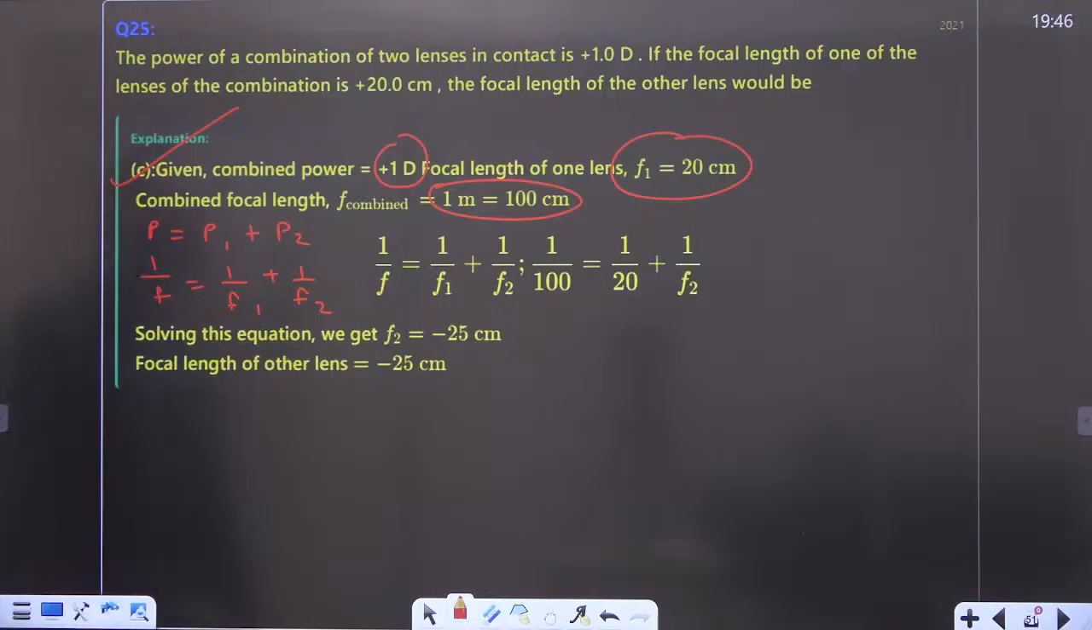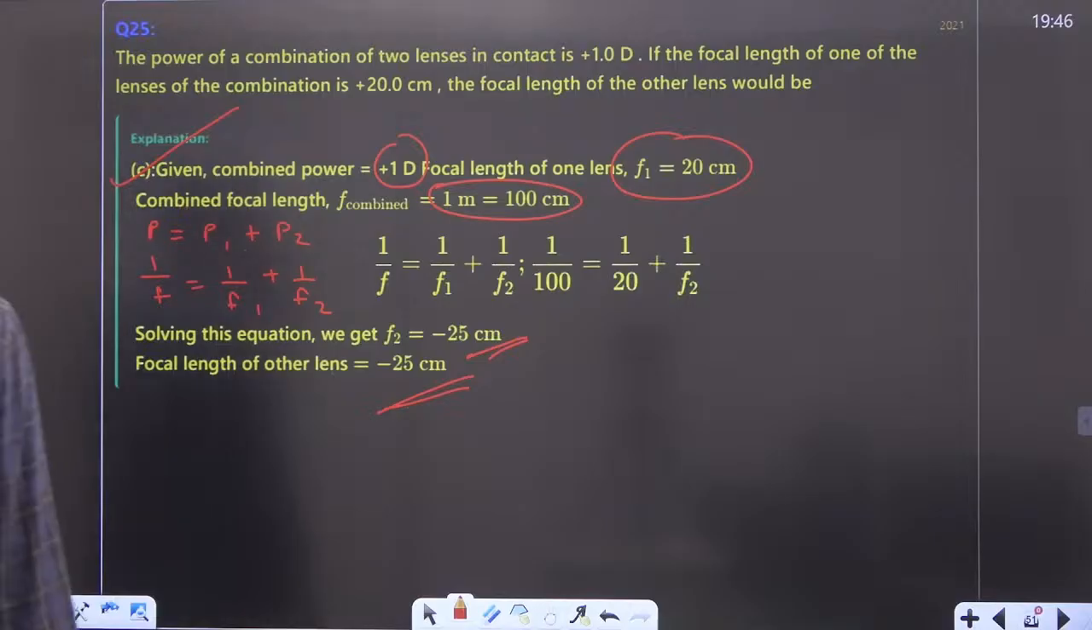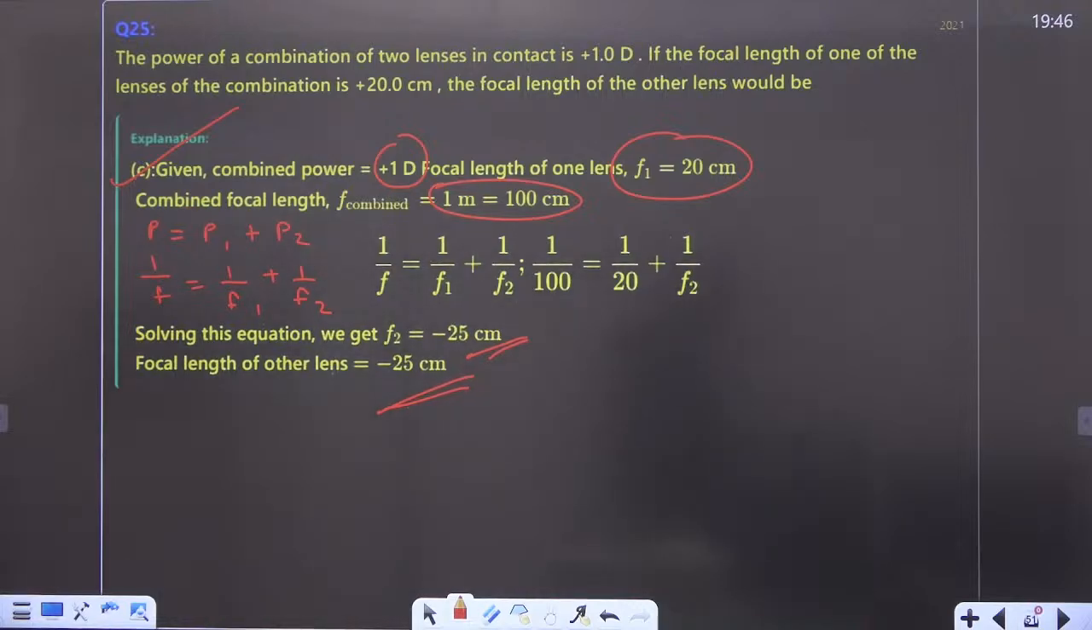Solve this equation, we get f2 എത്രയാ? -25. അപ്പോൾ ഫോക്കൽ ലെങ്ത് ഓഫ് ദ ലെൻസ് -25 cm. അത് ക്ലിയർ ആയി ഇരിക്കുന്നു കേട്ടോ. നോട്ട് ചെയ്യാം.